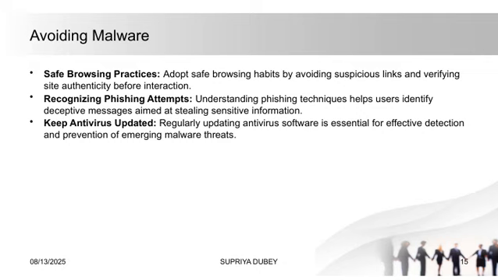If something looks suspicious or unfamiliar, it's better to double-check or avoid it altogether. Next, recognizing phishing attempts is key. These are deceptive messages or emails designed to trick you into revealing sensitive information like passwords or bank details. Understanding how these scams work helps you spot them early and avoid falling victim.